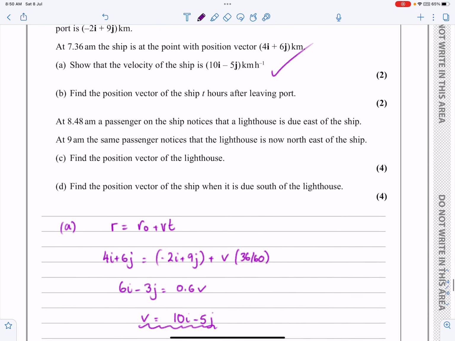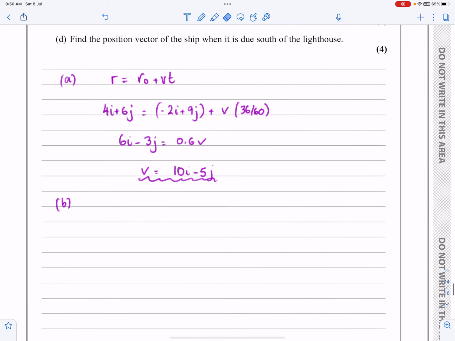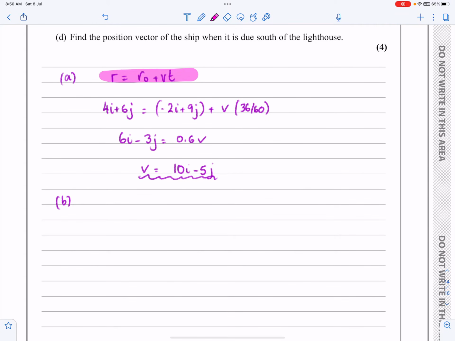Part B then says, find the position vector of the ship t hours after leaving the port. It's a relatively standard thing that we do here. What they actually want me to do is to use that formula, and I know what v is now. So r is going to be equal to, let's put r0 plus vt again, just to explain what we're doing. It's going to be equal to minus 2i plus 9j, and then I know v is 10i minus 5j, times t. So that is the answer already done.